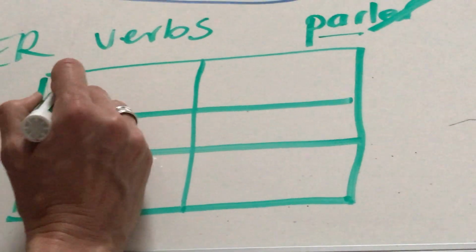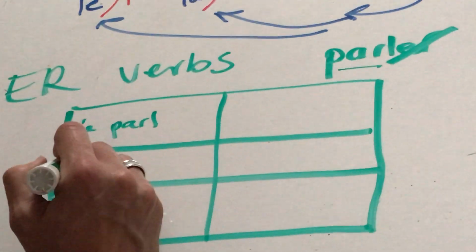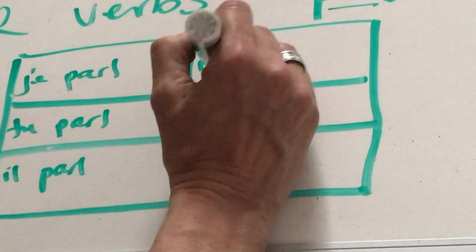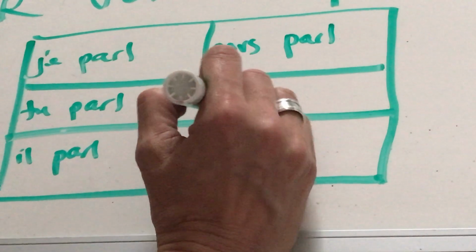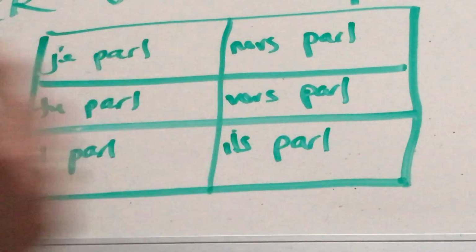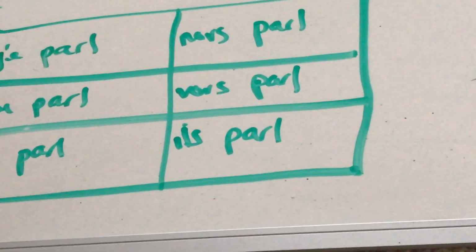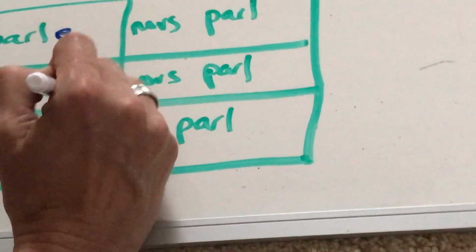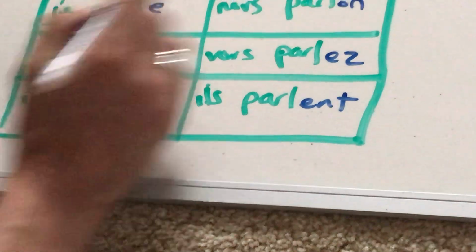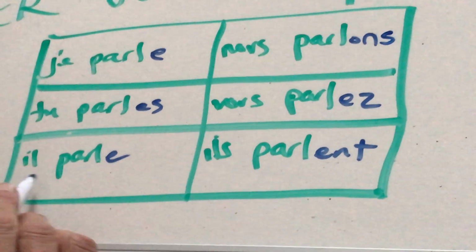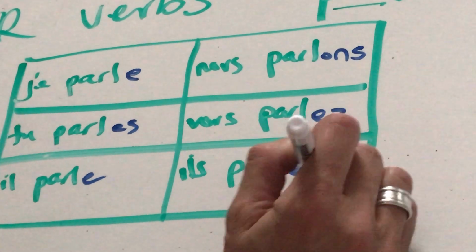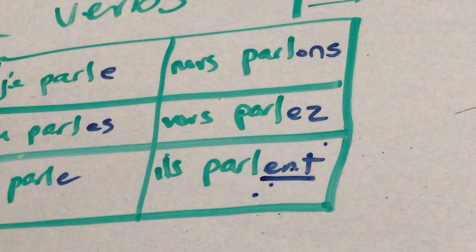And then what we do is add. I'm going to first establish that base in all of our rooms. Il parle. And then the endings that we're going to add are going to be like this. E, E-S, E, O-N-S, E-Z, E-N-T. Je parle, tu parles, il parle, elle parle, nous parlons, vous parlez, ils parlent, elles parlent. Remember, this is silent. Important to write it the correct way, but important to say it.